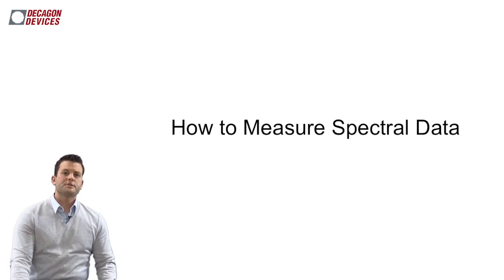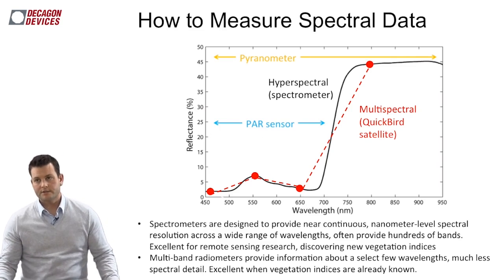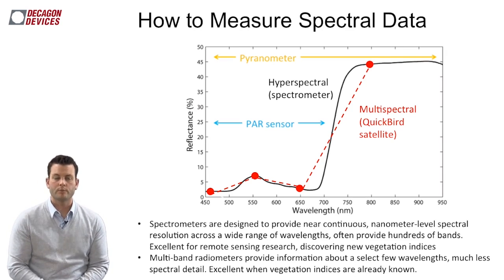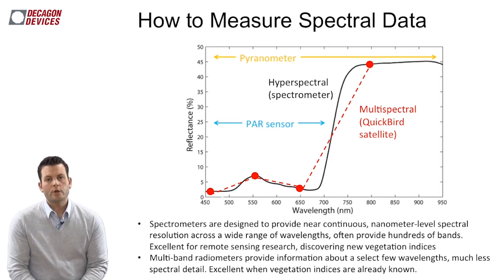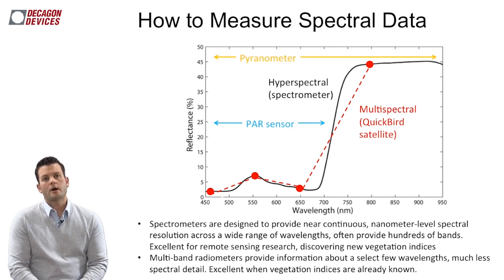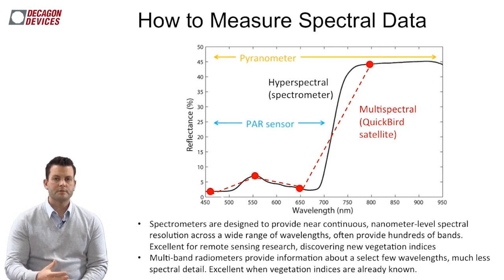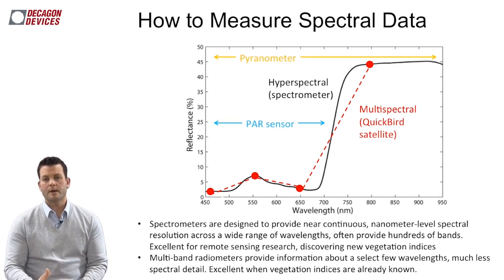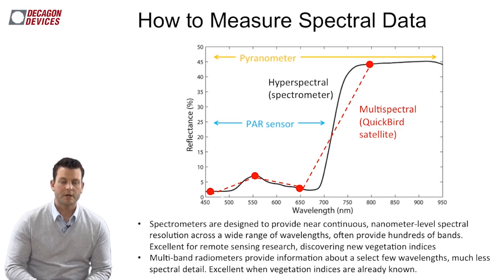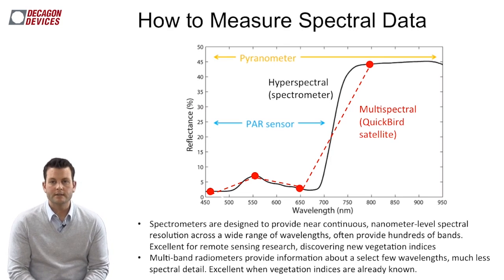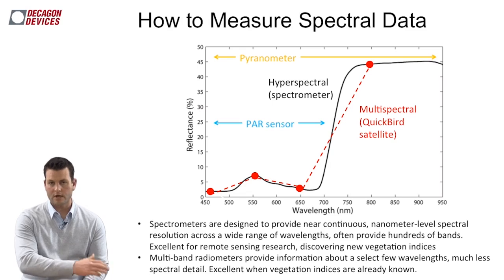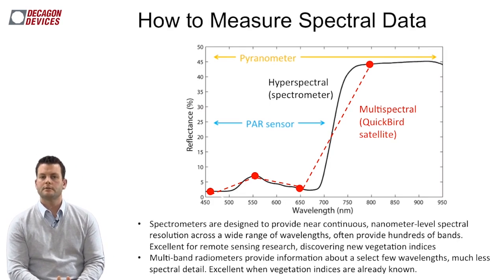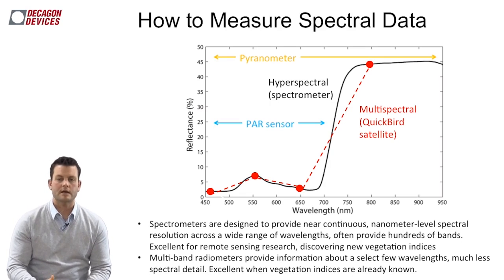When we think about measuring spectral data, there's a whole variety of ways to do it, in part because there's a whole variety of wavelengths of light that we could be measuring. In the figure that I've presented, we have various measurements from various different instruments. For example, there's what I'm calling hyperspectral data that we could derive from a spectrometer. That would be the black line that gives us near continuous information across this entire spectrum. This would be the most detailed type of spectral data that we could extract from an instrument.